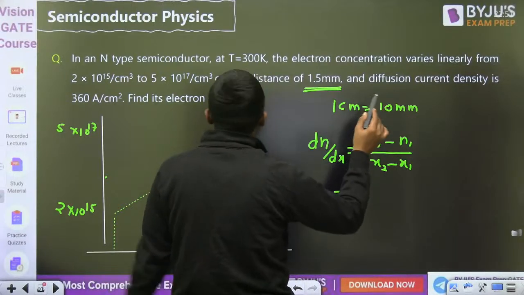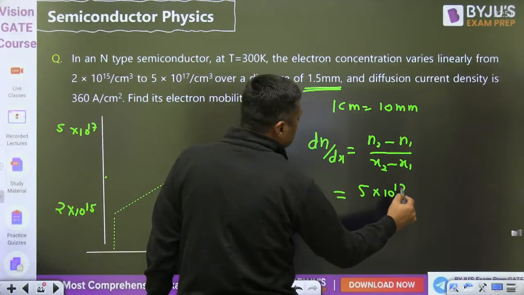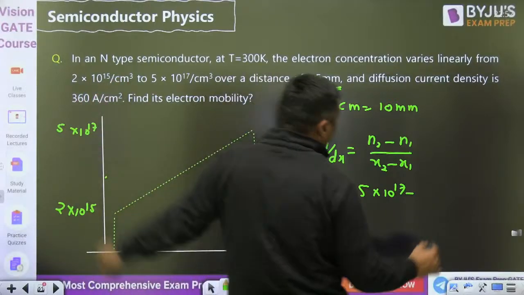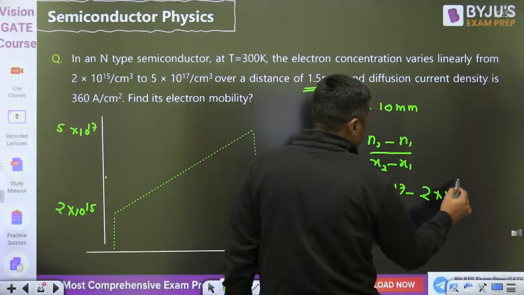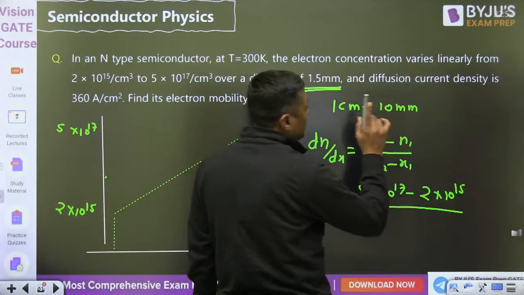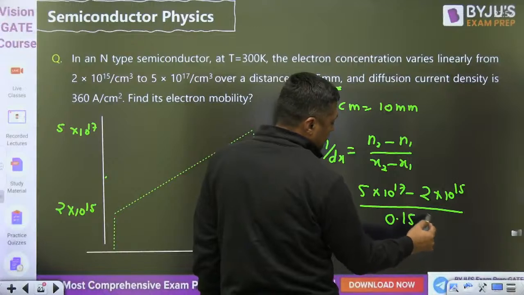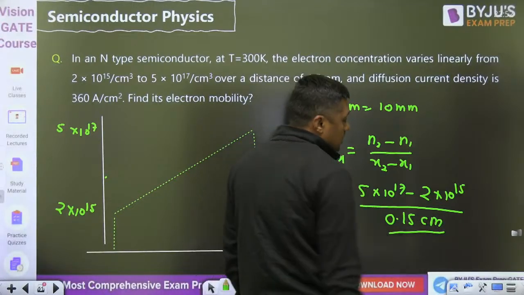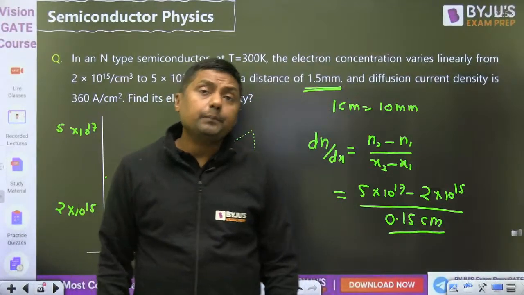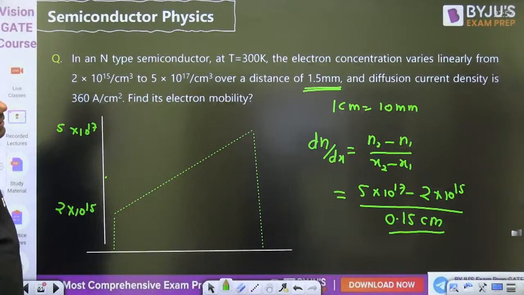So n2 is 5 into 10 to the power 17 minus 2 into 10 to the power 15, upon this one, 1.5 mm. Now you can find dn by dx. Once you have dn by dx, what is next? Diffusion current density is given, find its diffusion current density.